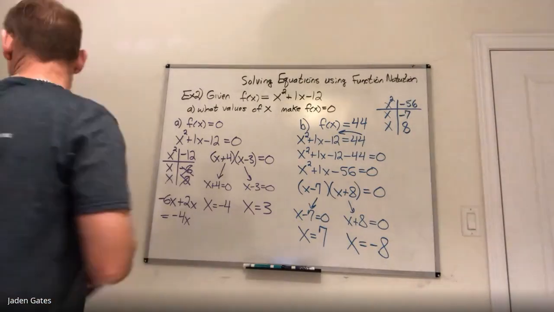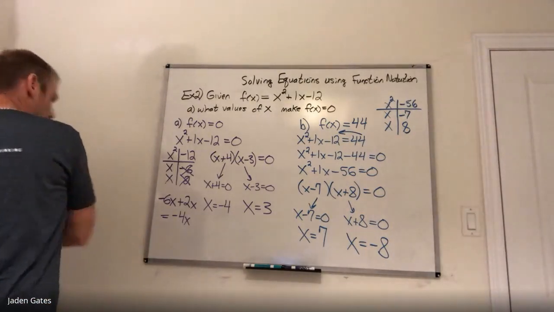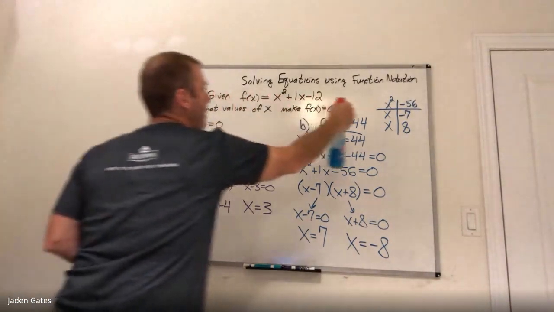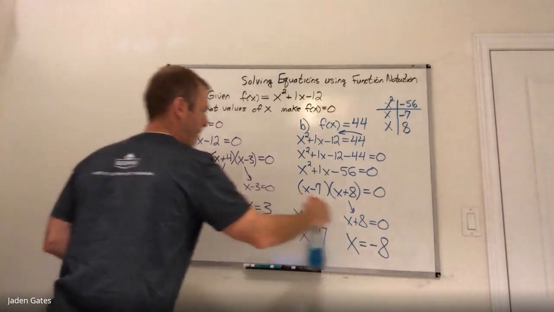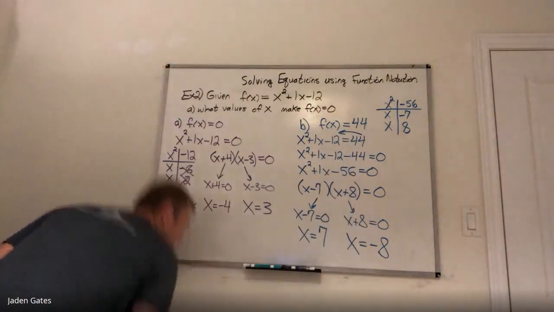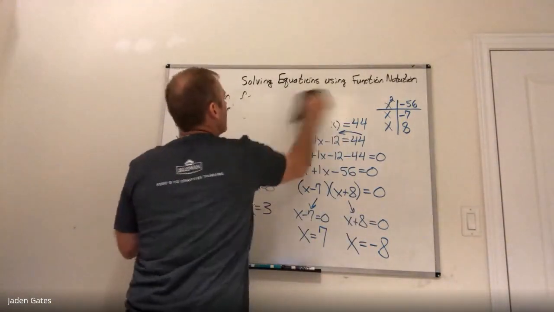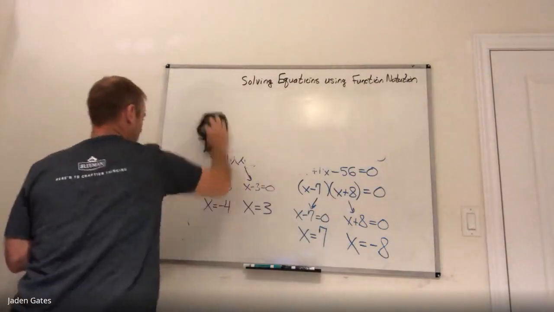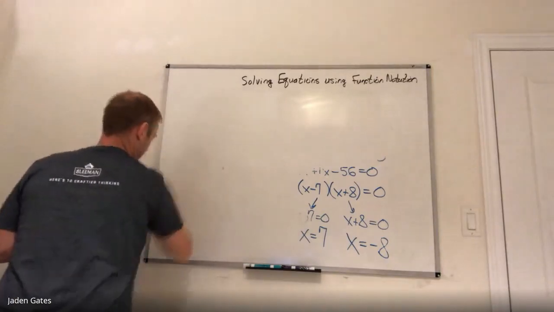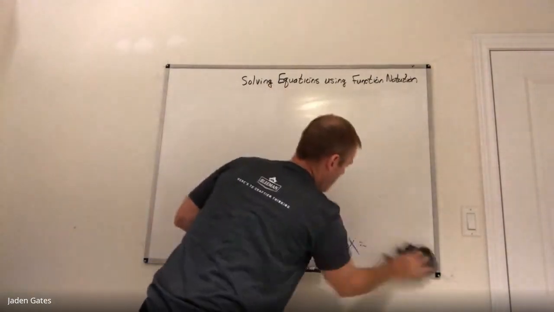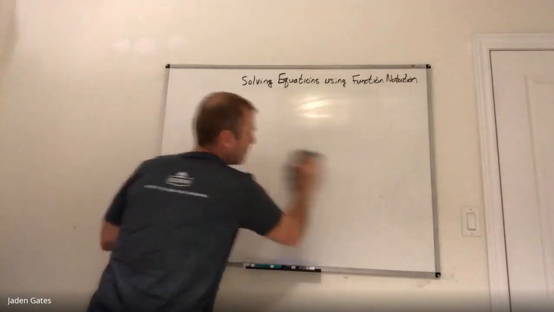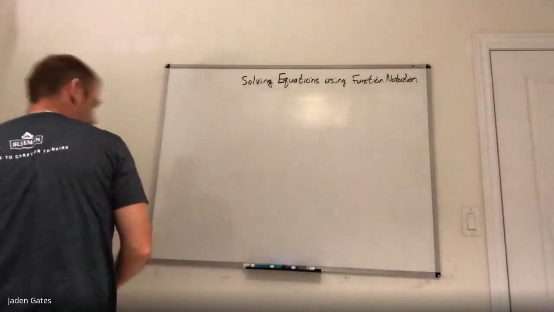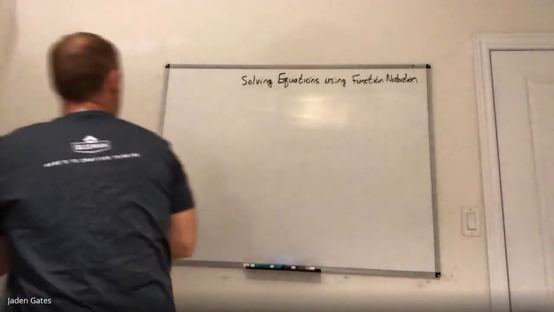All right, so let's see here. Example 3. Oh, where's my cleaner here? All right, so that's still a little wet.